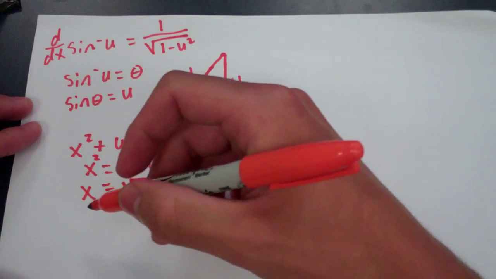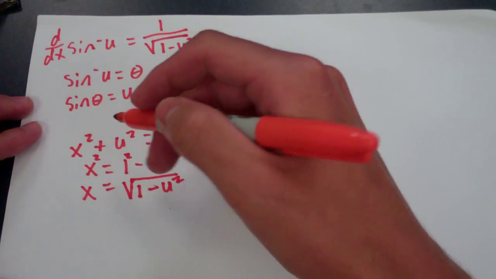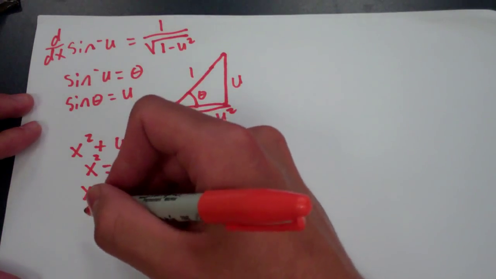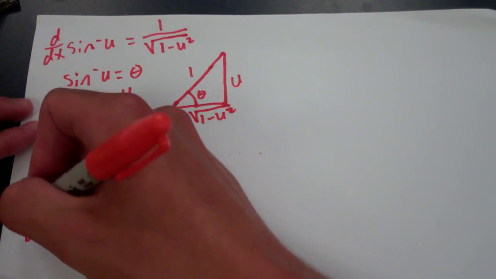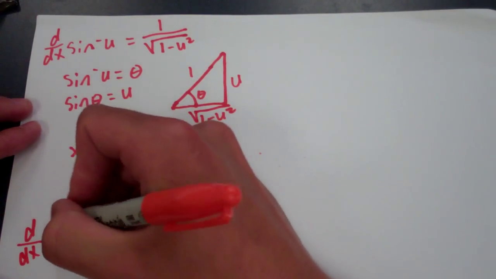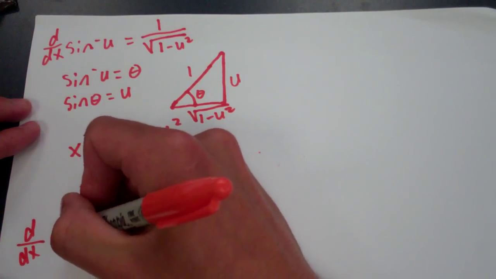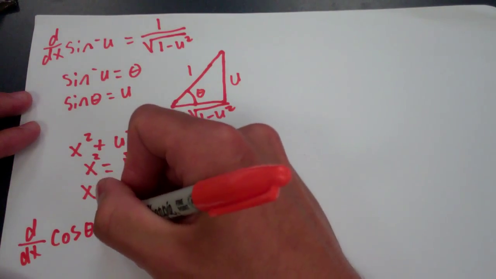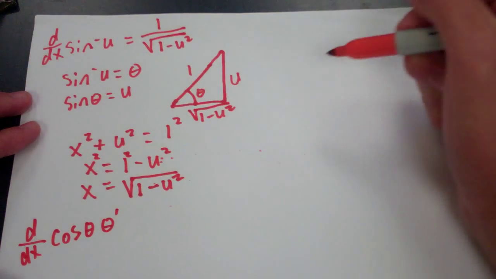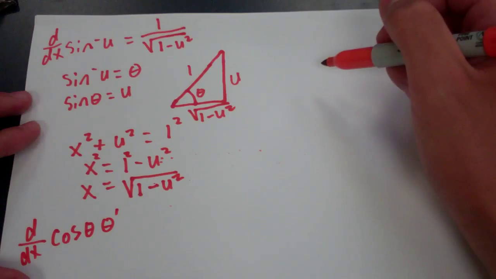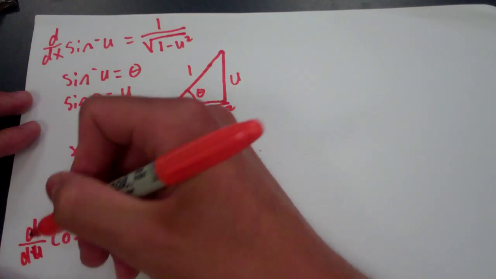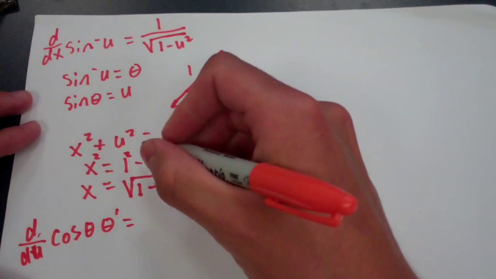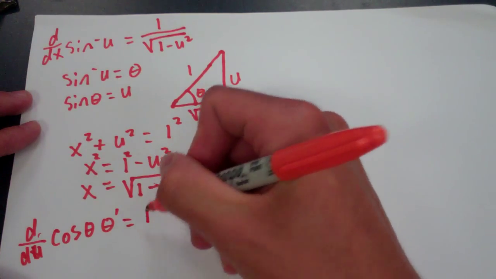Now, if we're going to take the derivative, so actually let's find the derivative of the inverse of sine u. Okay, so if we do that, what's the derivative of sine? Well, the derivative of sine is just cosine, right? Cosine, and the derivative with respect to x of theta, theta prime. And I'm sorry, let's do with respect to u, actually. The derivative with respect to u is equal to, and then the derivative of u is just 1.